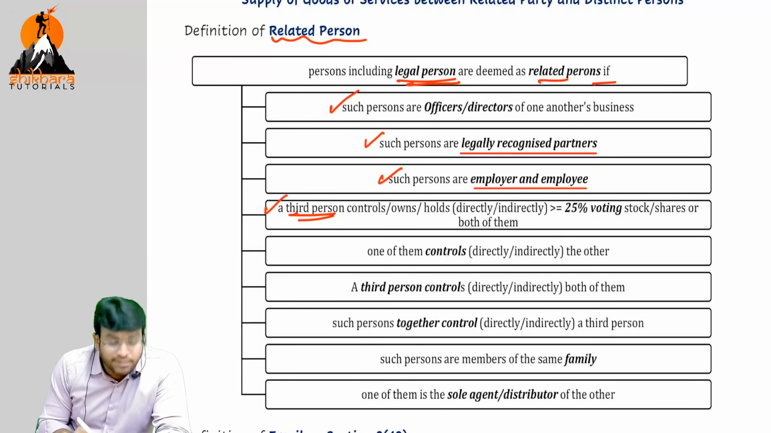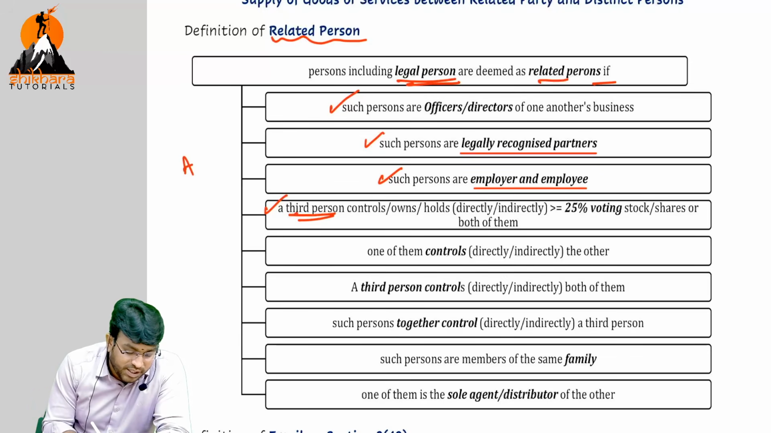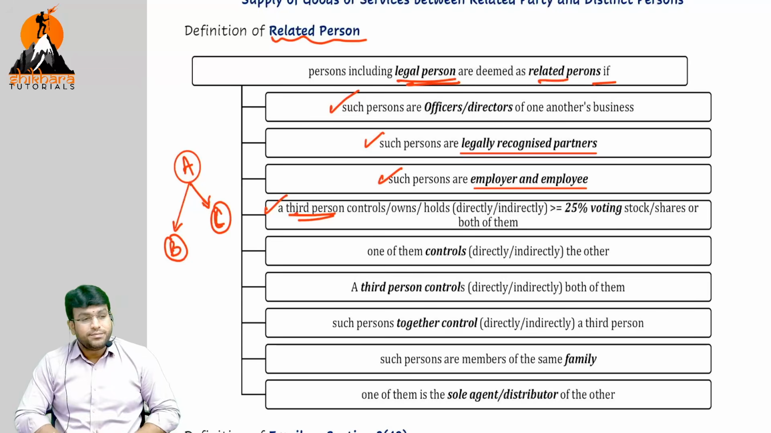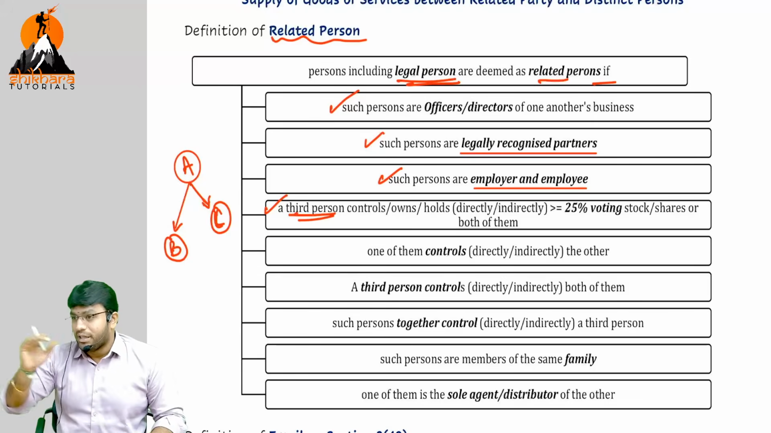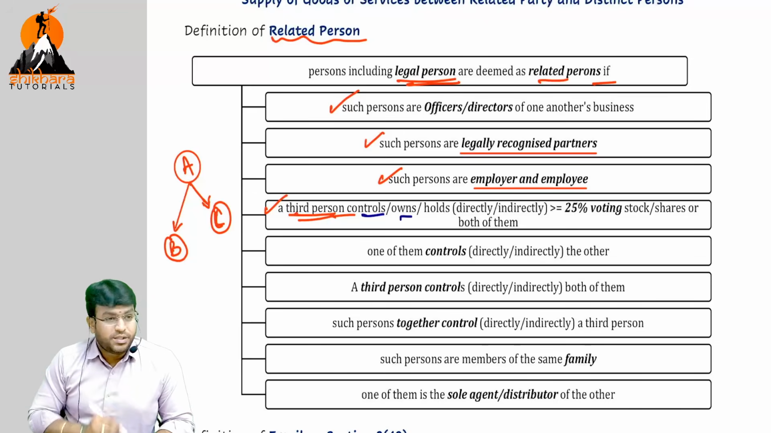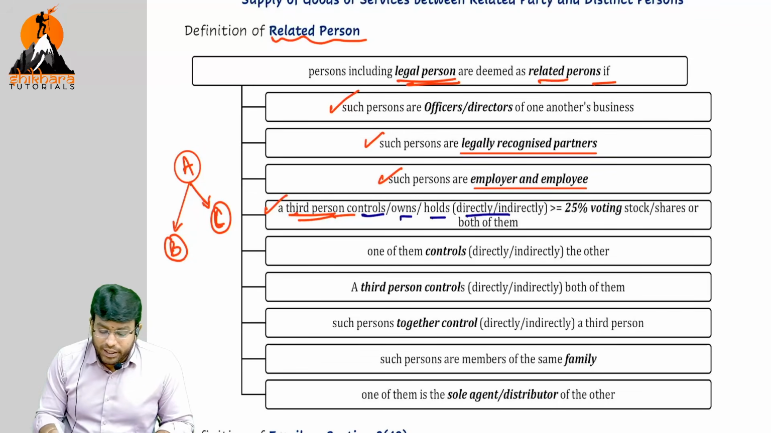A third person, I'll write like this so that your brain will start thinking. There is A, there is B, and there is C. So who is the third person here? Sir, A is controlling B, A is controlling C. That means technically B and C are controlled by A. Who is the third person? A. Now read the line. A third person controls, owns, holds, directly or indirectly, greater or equal to what?